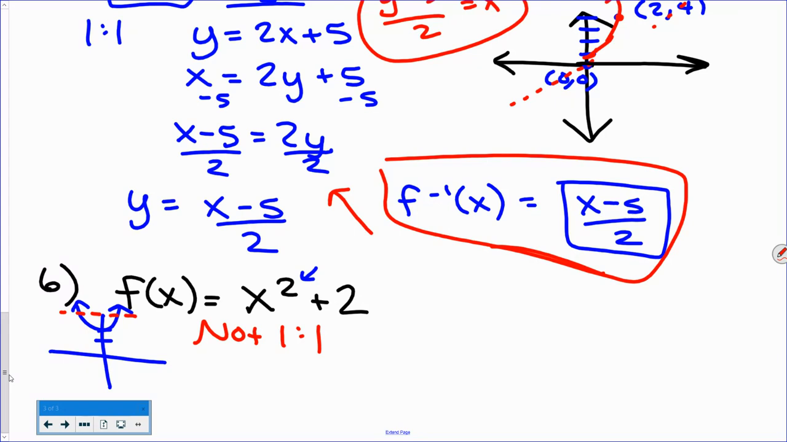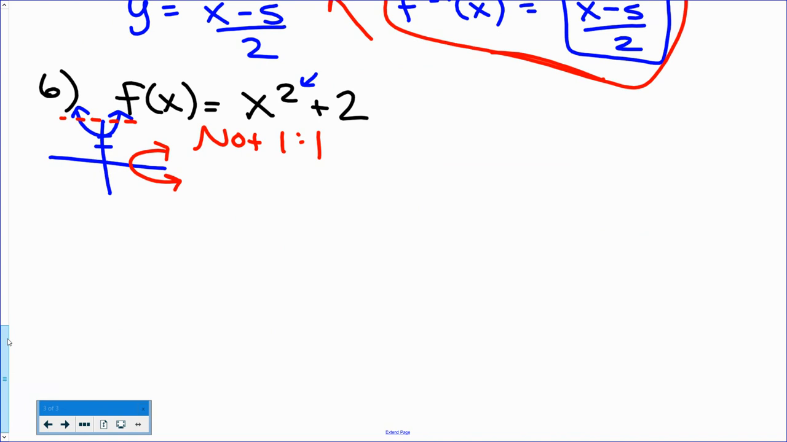It does have an inverse, and we graphed it and talked about how the inverse exists, but the inverse is not a function. So that's one of the reasons we don't dive into actually finding the equation for it, but we just say not 1-to-1, and we move on.